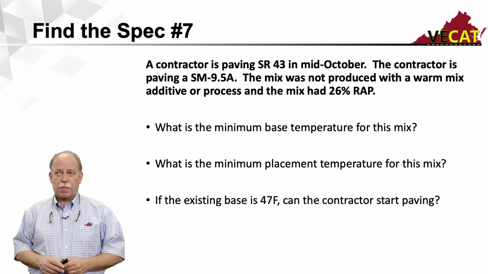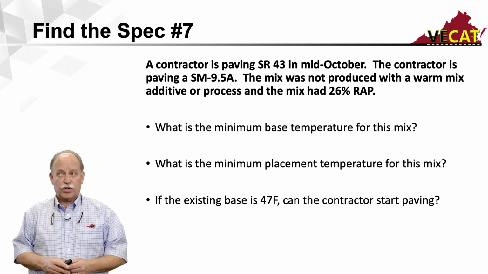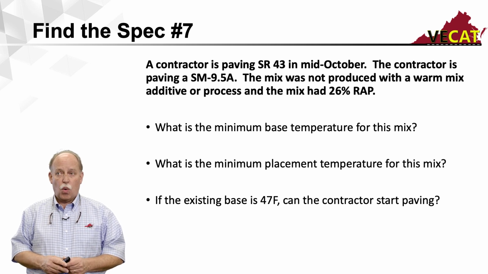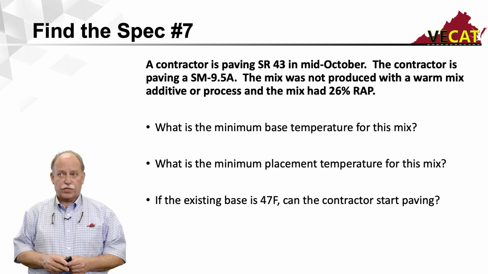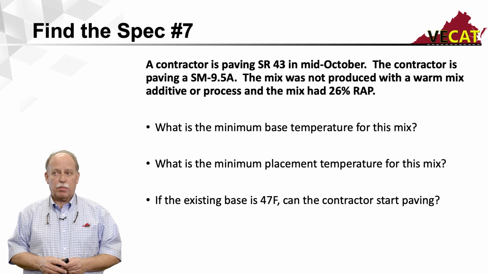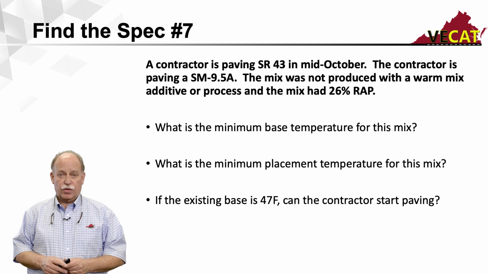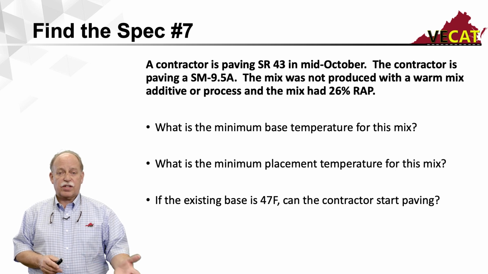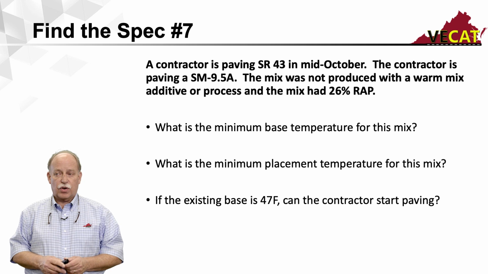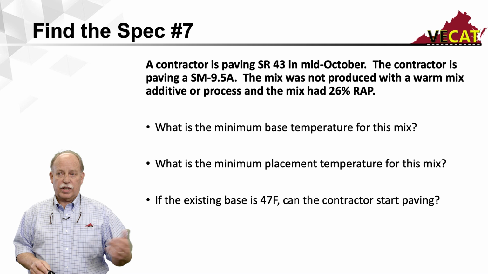So question number 7, contractors paving State Route 43 in mid-October. Contractors paving an SM 9.5A. The mix was not produced with warm mix additive or process, so not the additive or the process for warm mix, and the mix has 26% RAP. So what is the minimum base temperature for that mix? What's the minimum placement temperature for that mix? And if the existing base happens to be 47 degrees Fahrenheit, can the contractor start paving? So let's answer those.